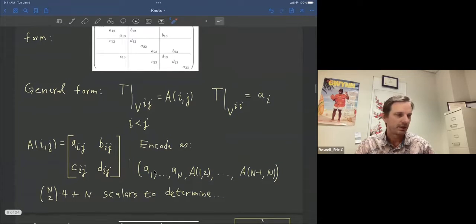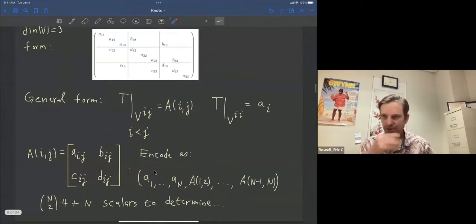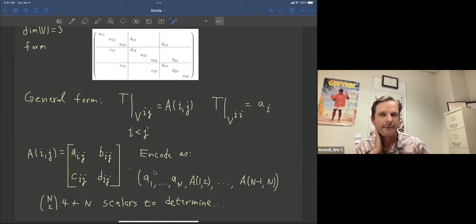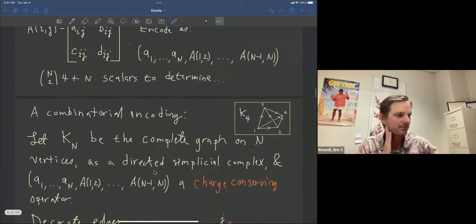Okay, so any questions on what I mean by a charge conserving operator? Okay, so that's the idea.